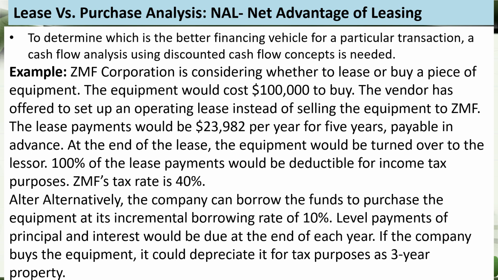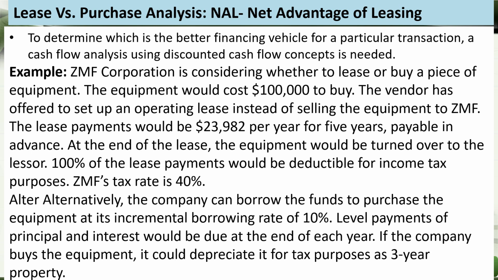At the end of the lease, the equipment would be turned over to the lessor. So if you are paying $23,982 every year for 5 years, at the end of the lease the equipment will go back. Which is better? That is the question here. And there is a tax rate of 40%. Taking this information, if you calculate, you will find which is the better option, whether to buy or to take this operating lease agreement.